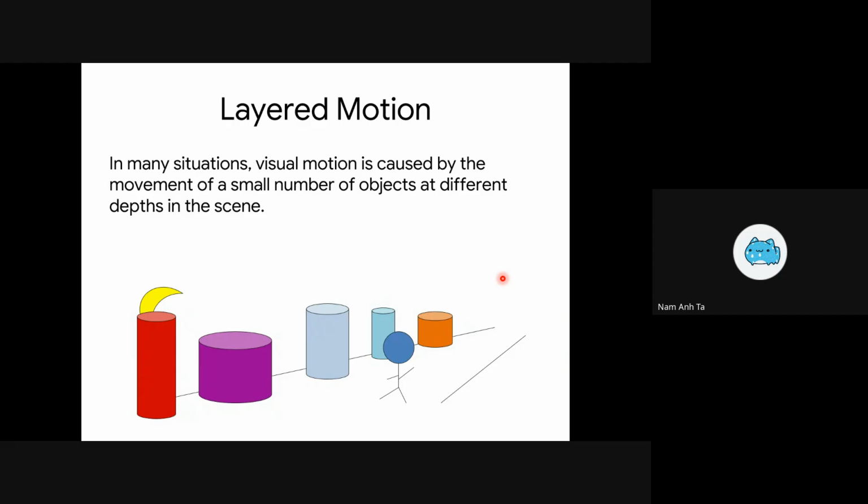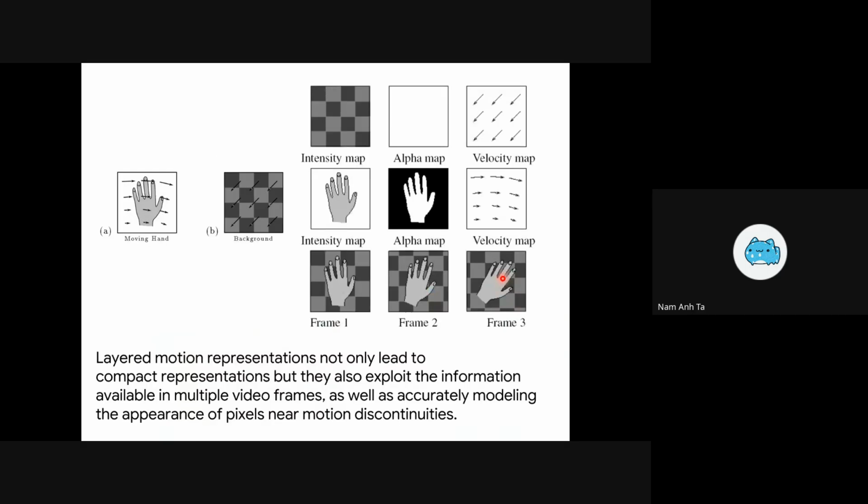And because of this, the displacement of every object is not the same, which leads us to the concept of layer motion, like this. So by analyzing motion trajectories and optical flow, we can effectively distinguish the foreground from the background within a single video sequence.